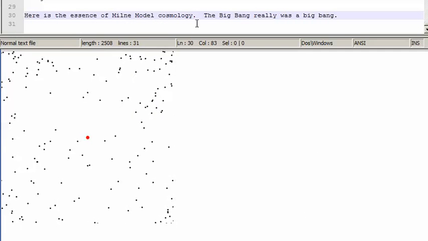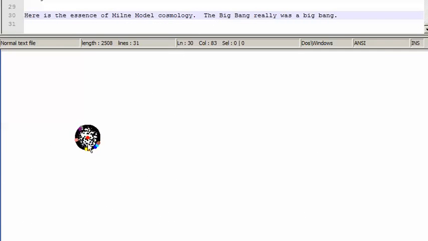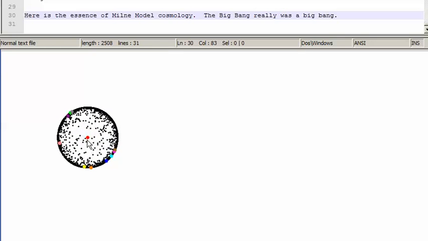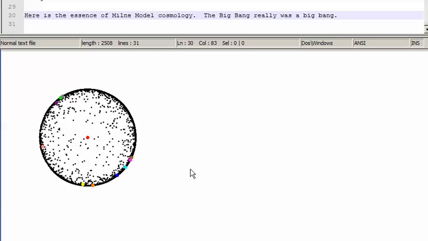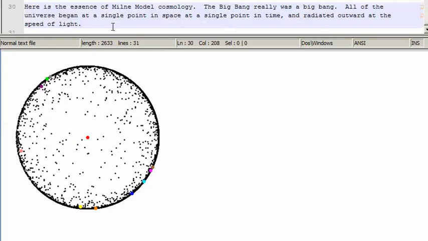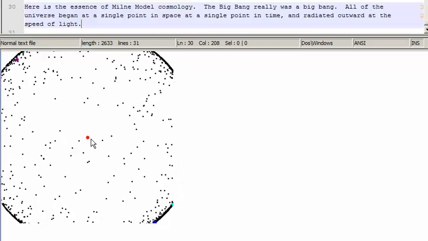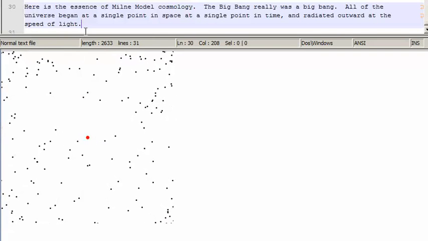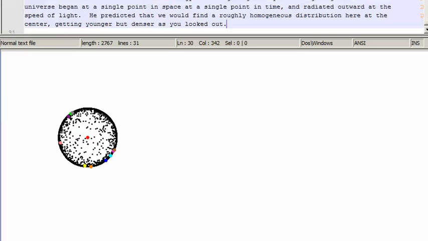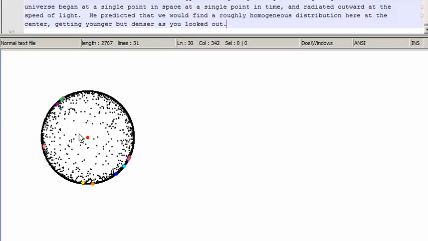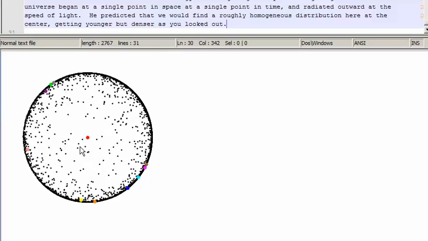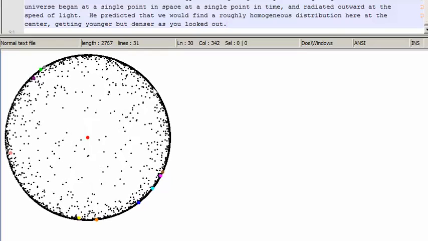Here is the essence of Milne model cosmology, that the Big Bang really was a Big Bang. All of the universe began at a single point in space, at a single point in time, and radiated outward at the speed of light. He predicted that you would find a roughly homogeneous distribution at the center, getting younger but denser as you looked out.